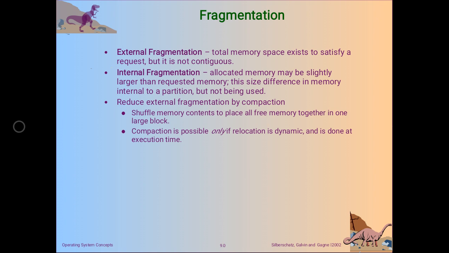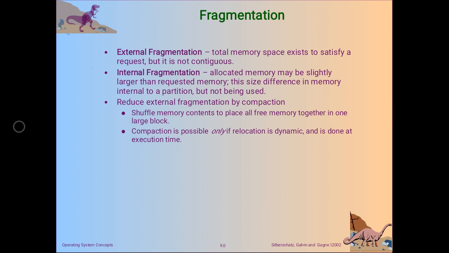There are two kinds of fragmentation: external fragmentation and internal fragmentation. When the total memory space exists to satisfy a request but it is not contiguous, then it cannot be allocated to the process. This is called external fragmentation. When the allocated memory is slightly larger than the requested memory, this size difference in memory cannot be used because of internal fragmentation.